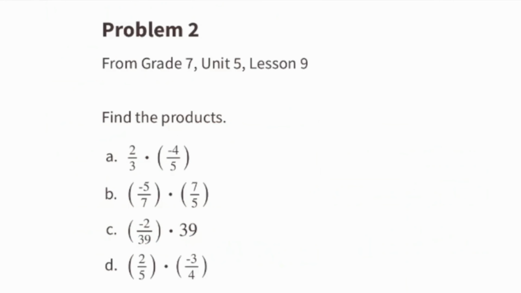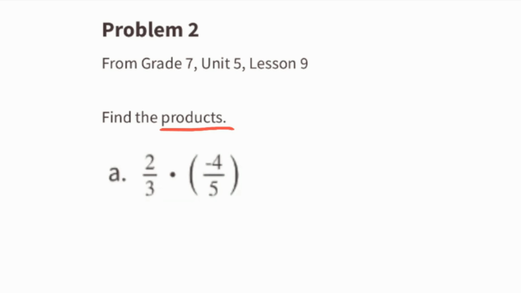Problem number 2 from 7th grade Unit 5, Lesson 9. Find the products. A. We have a positive times a negative, which equals a negative. 2 times 4 is 8, and 3 times 5 is 15.